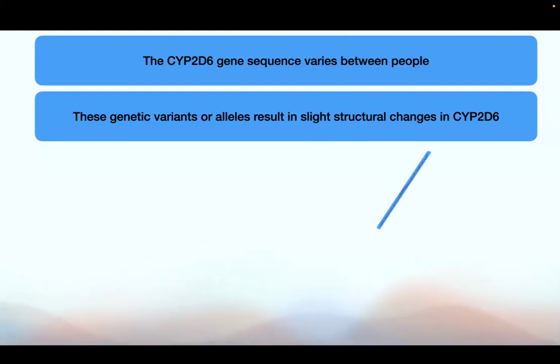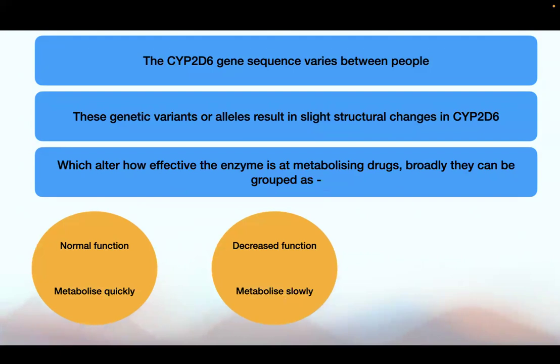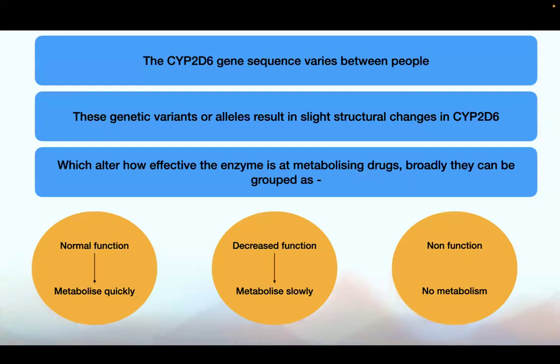The slight structural change in the gene further alters how effective your enzyme will be at metabolizing drugs. And broadly, they can be classified as normal function, decreased function, or non functional at all. Okay, so normal function means metabolizing quickly as necessary, decreased means metabolizing very slowly, and non function means there will be no metabolism of the drug. Okay, this is a very rare condition.